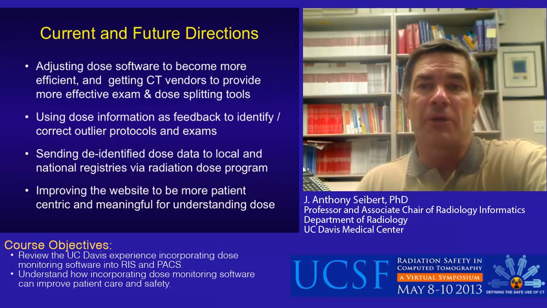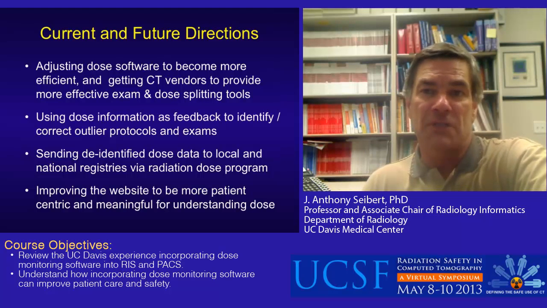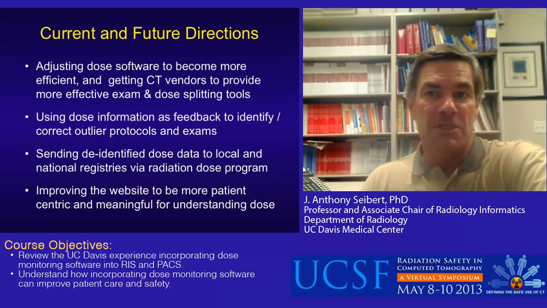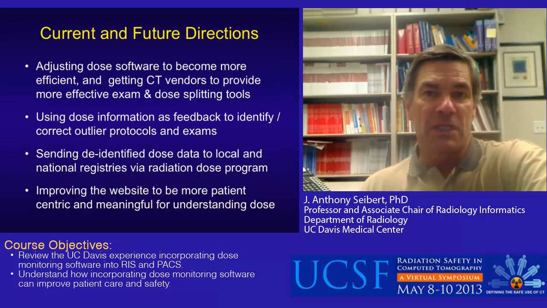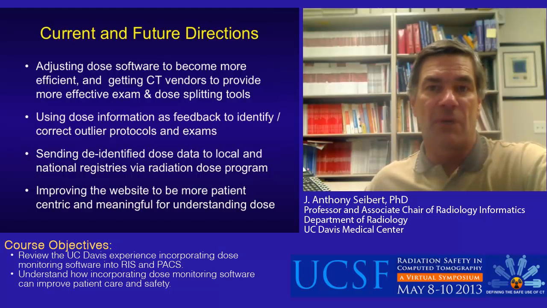Currently, we are making steady progress by adjusting dose software and hardware to become more efficient, such as increasing the memory size for the dose software program and database, and urging CT vendors to provide more effective ways to split exams with corresponding dose metrics. Dose information is being used as feedback to identify outliers and correct protocols when needed. Dose data is being sent to our local dose registry as well as the ACR dose index registry using the de-identification and forwarding capabilities of our dose tracking software. We are improving our website to be more useful to radiologists, referring physicians, and the public for understanding radiation dose metrics.